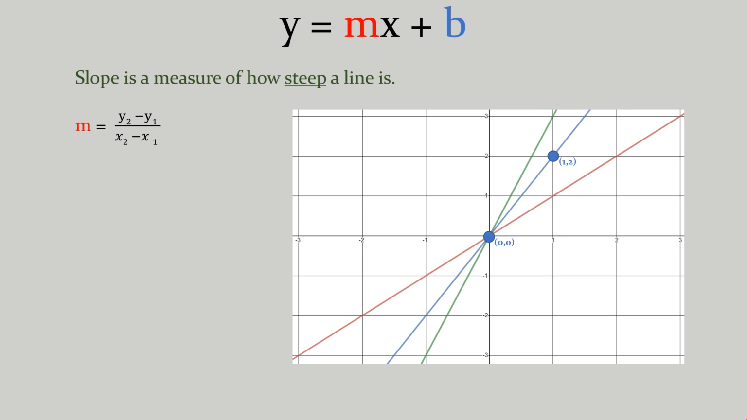So if you want to see this in written form, looking at the blue line, I'm going to call the point 0, 0 as point number 1, and the point 1, 2 as point number 2. I could have done it the other way around also. It doesn't really matter which one you pick. So in terms of my equation y2 minus y1 divided by x2 minus x1, y1 here is 0, x1 is 0, and x2 is 1, y2 is 2. Plugging those in, I get m is equal to 2 minus 0 divided by 1 minus 0, which is 2 divided by 1, and so my slope was just 2.